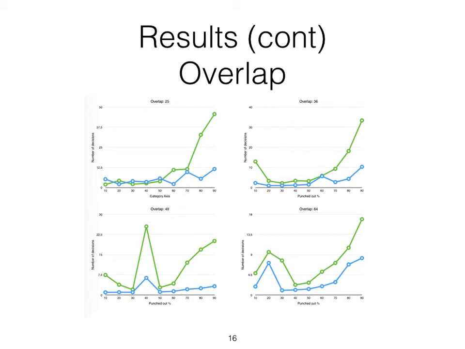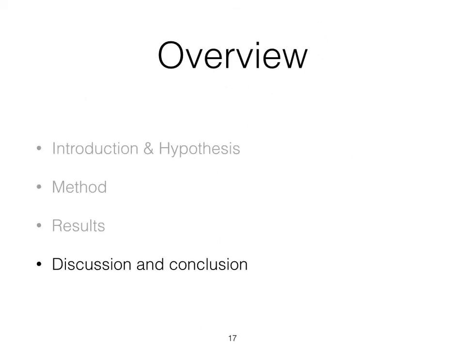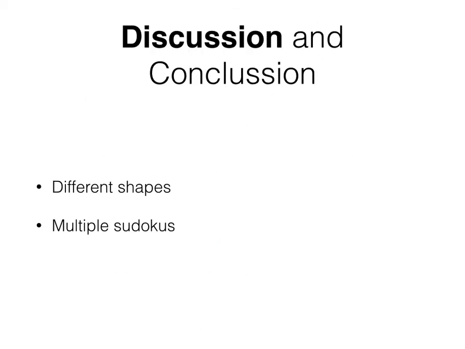So, these were our results. We now go to the discussion and conclusions. So, we only experimented with 8 possible shapes. However, in theory, there are many different shapes. And it's better to investigate this. Another thing we could investigate is not using 2 sudokus that overlap each other, but many more sudokus.